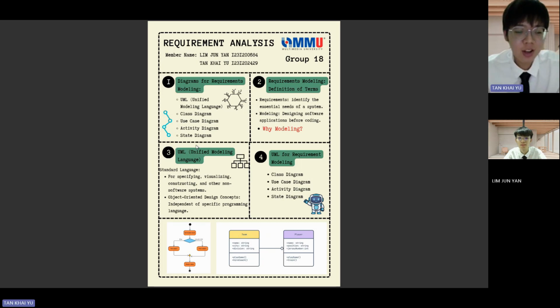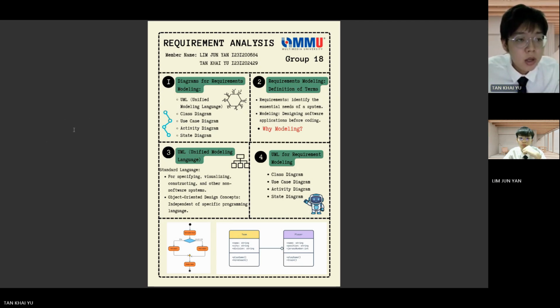Okay, so for the UML for requirement modeling, there are four diagrams. The first diagram is the class diagram. A class diagram shows the structure of a system by listing its parts and how they are connected. Each class has details and actions.